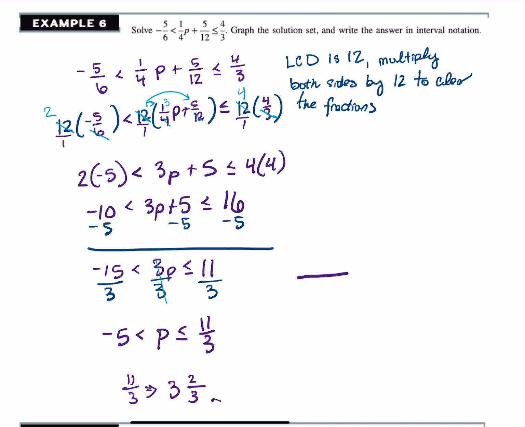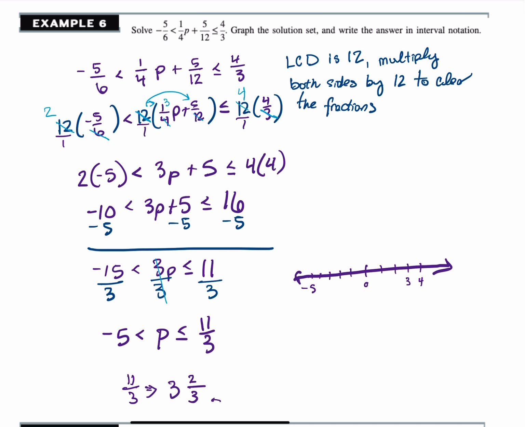So let's imagine our number line, and we're greater than negative 5. So if this is 0, 1, 2, 3, 4, 5, we'll go 4 out in that direction. This is negative 5, and let's say this is 4. This would be 3. So p is greater than negative 5, or you could say negative 5 is less than p.